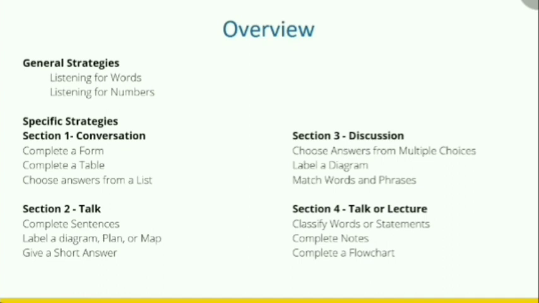And here I'm going to explain what type of task you are going to have in each section and what kind of strategies we are going to learn. For example, during our course, we are going to learn general strategies for listening for words and listening for numbers. And we'll also learn specific strategies for each section. For example, in section 1, which is about conversation, we are going to learn how to complete a form, complete a table, and choose answers from a list. In section 2, which is going to be about a talk, we are going to learn how to complete sentences, label a diagram, plan or map, and also give a short answer.